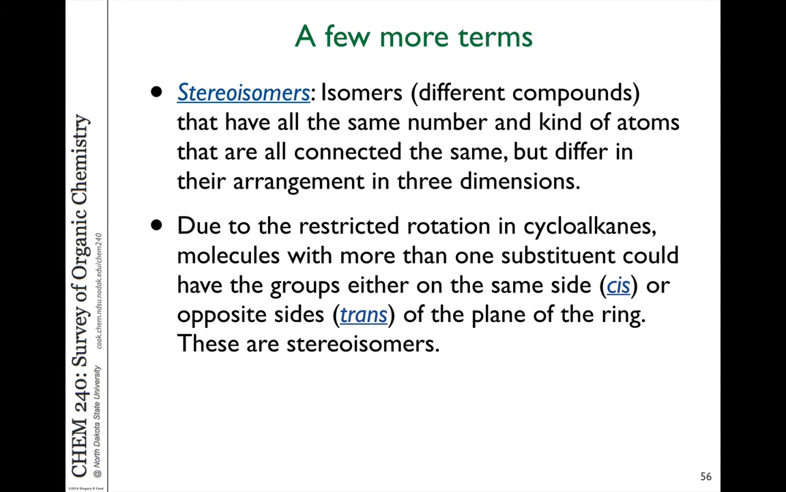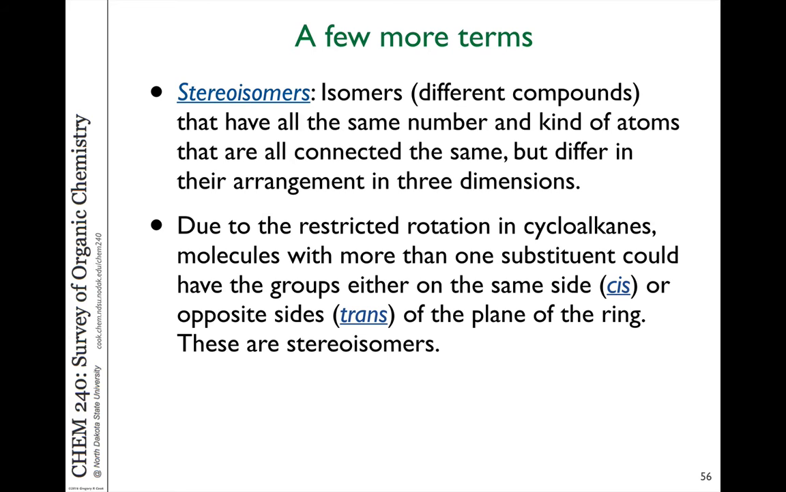The definition of a stereoisomer is an isomer in which all the same number and kind of atoms are present and they're all connected to the same atoms. They just differ in their arrangement in three dimensions. We haven't changed any atoms bonding to other atoms. We've only oriented them in different positions in three dimensions. And in fact, stereoisomers cannot interconvert, so they are different isomers. They're not the same molecule. Due to restricted rotation in cycloalkanes, this makes these types of stereoisomers possible.